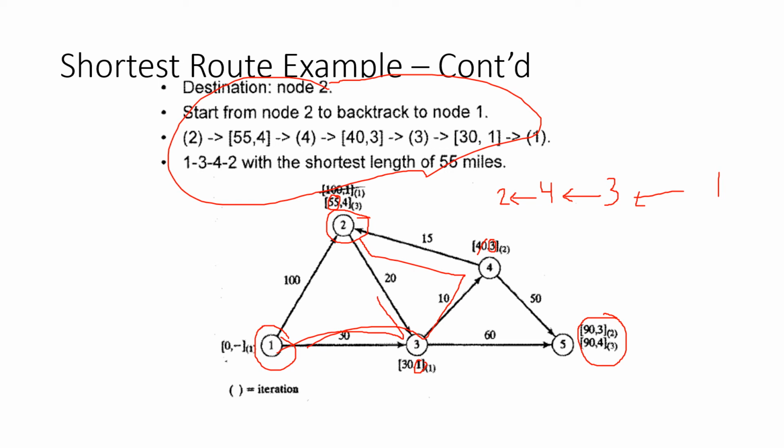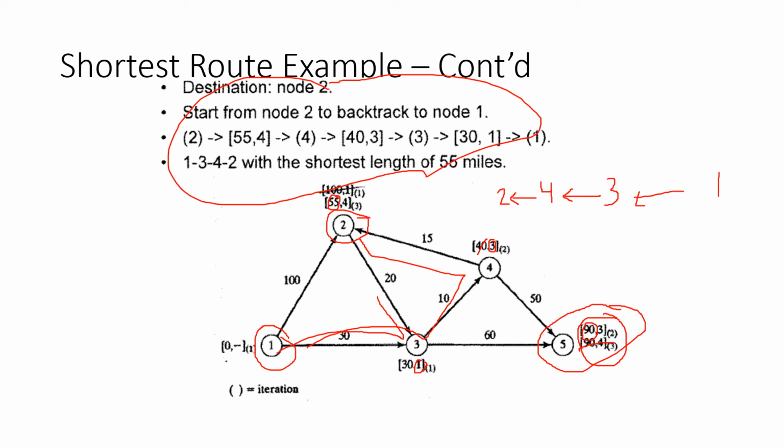Now if I want to do the same thing to figure out the shortest path from 1 to 5, then I can read the distance is 90. That's the final answer. But the path is either coming from 3 or coming from 4. As I said, we select 1. There's an alternative route. Both are optimal.